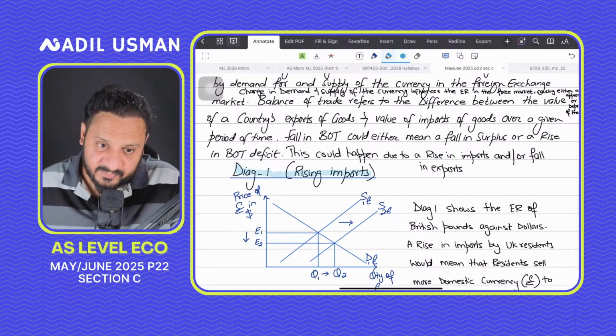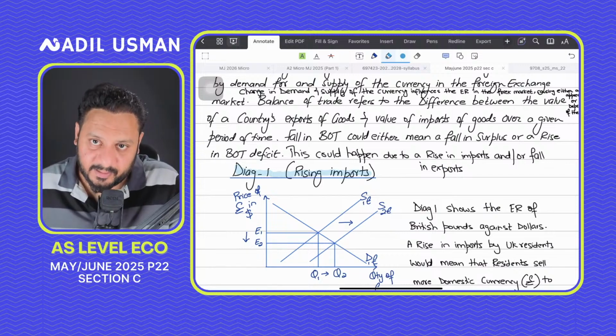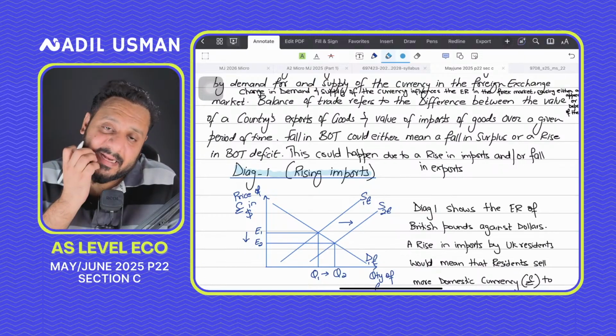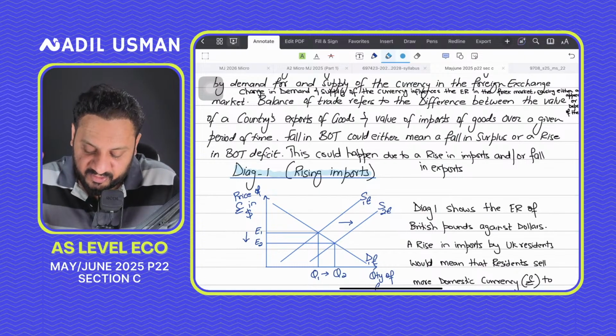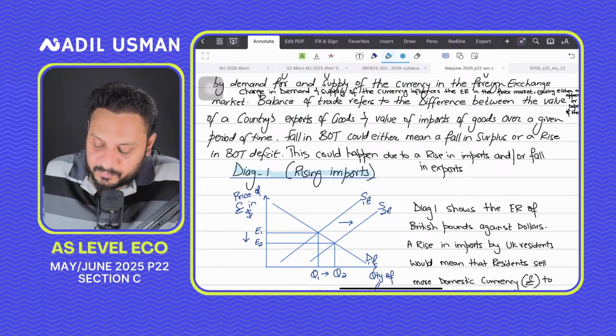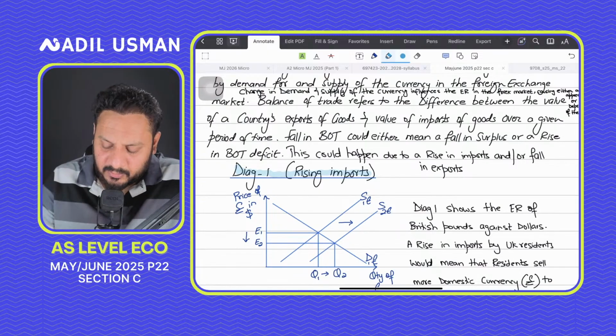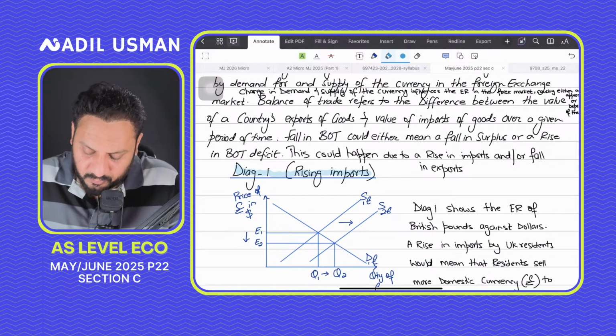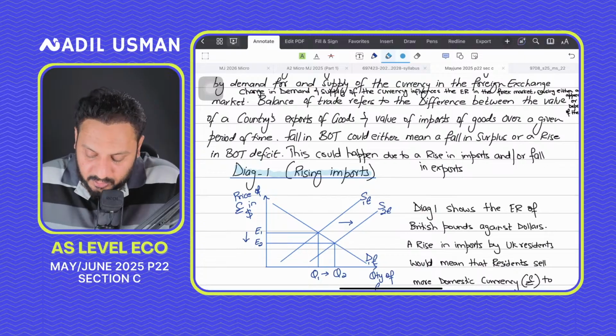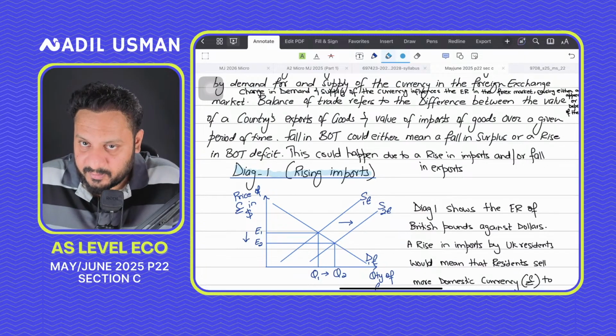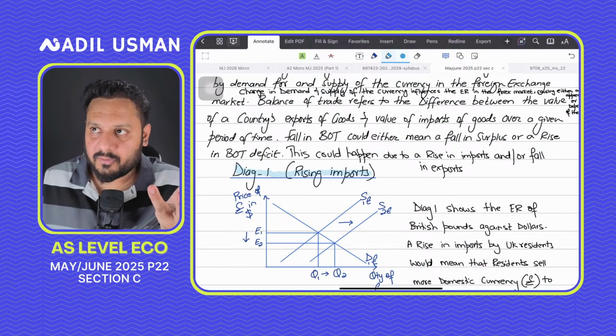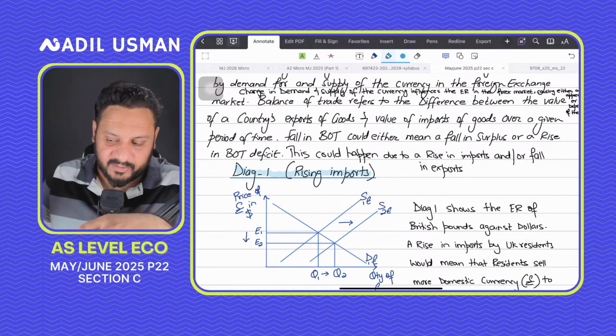So let's say what happens when the imports are rising. The supply of the currency will rise in that case. So you draw the diagram, and then you say that diagram 1 shows the exchange rate of British pounds against dollars. You say that a rise in the imports by the UK residents, and residents could mean households, government, or firms, would mean that your residents are selling more domestic currency. Because your residents are importing more, they're selling more of the domestic currency to buy the foreign currency.